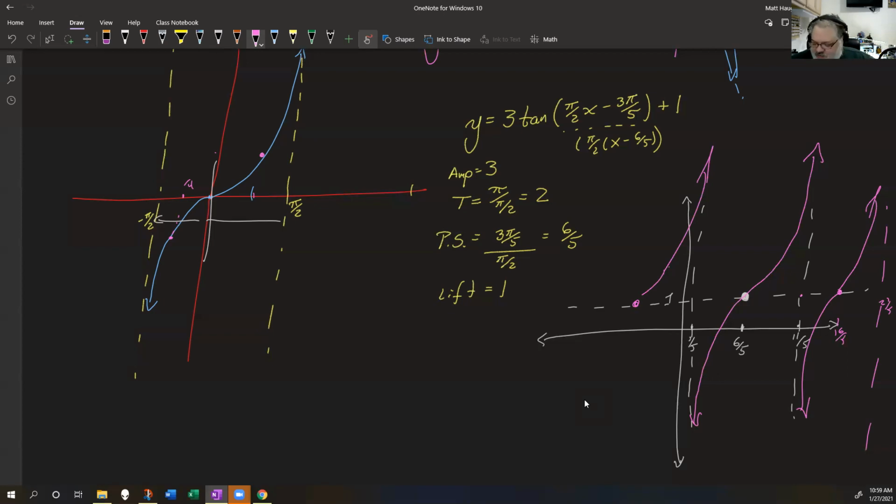But hopefully that'll give you some tools to start playing with tangent. Tomorrow and Monday, we're going to talk about the inverse functions and any review stuff you guys want to talk about. If something comes up between now and then, let me know.